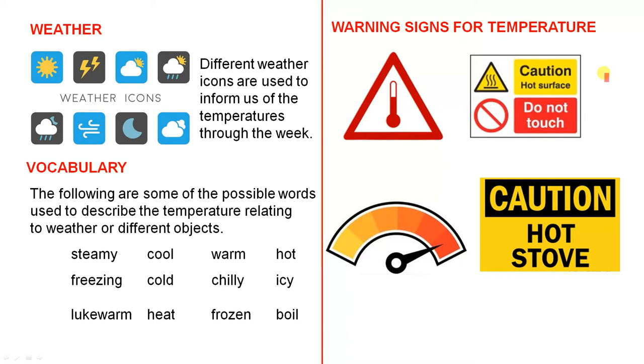Warning signs for temperature. So we have a thermometer which gives us an idea about the heat present. Sometimes we see this warning sign here about touching hot surfaces, for example like a stove or something else. This little sign here sometimes gives us a warning of the bushfires, perhaps, what the weather's like and how dangerous it is, and we have to be very careful not to light any fires. And here's a particular and specific warning about a hot stove.